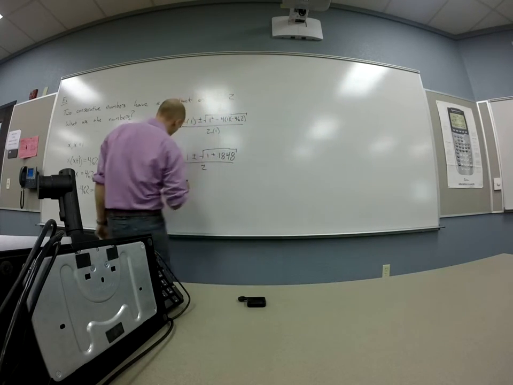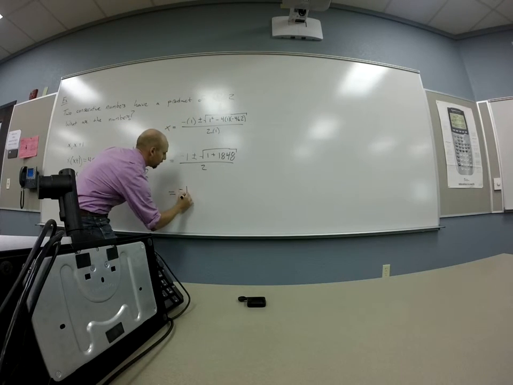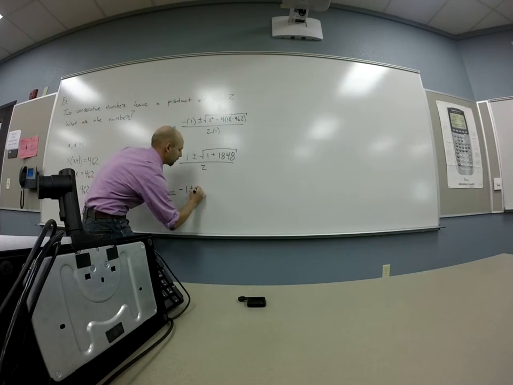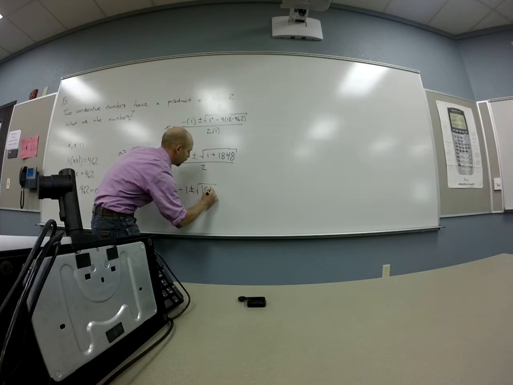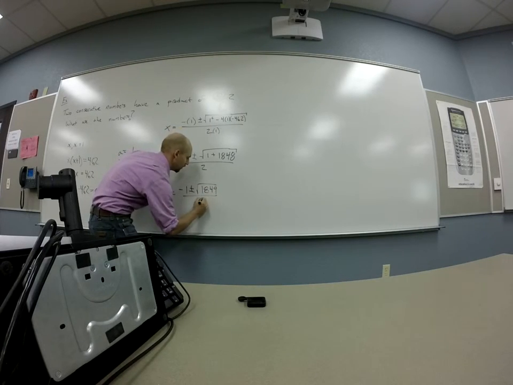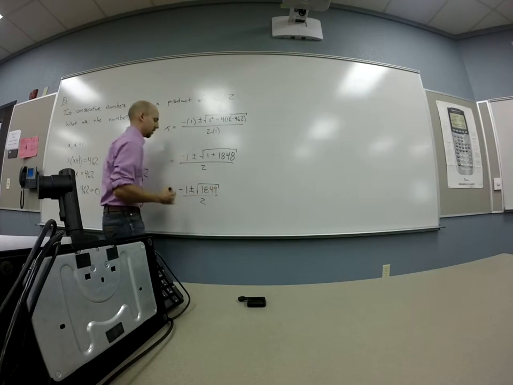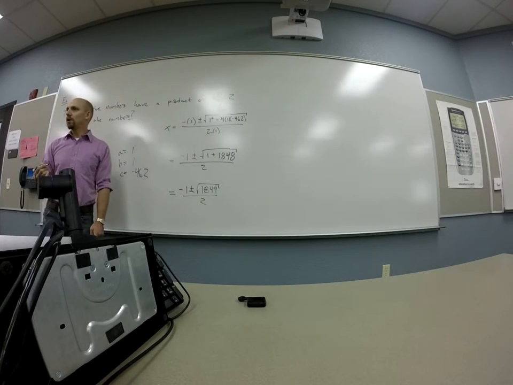Okay, so I get negative 1 plus or minus the square root of 1849 over 2. Does 1849 have a convenient square root? I don't know. How do you find out? Calculate. That's why God invented these things. Or Turing or whoever actually invented the calculator.